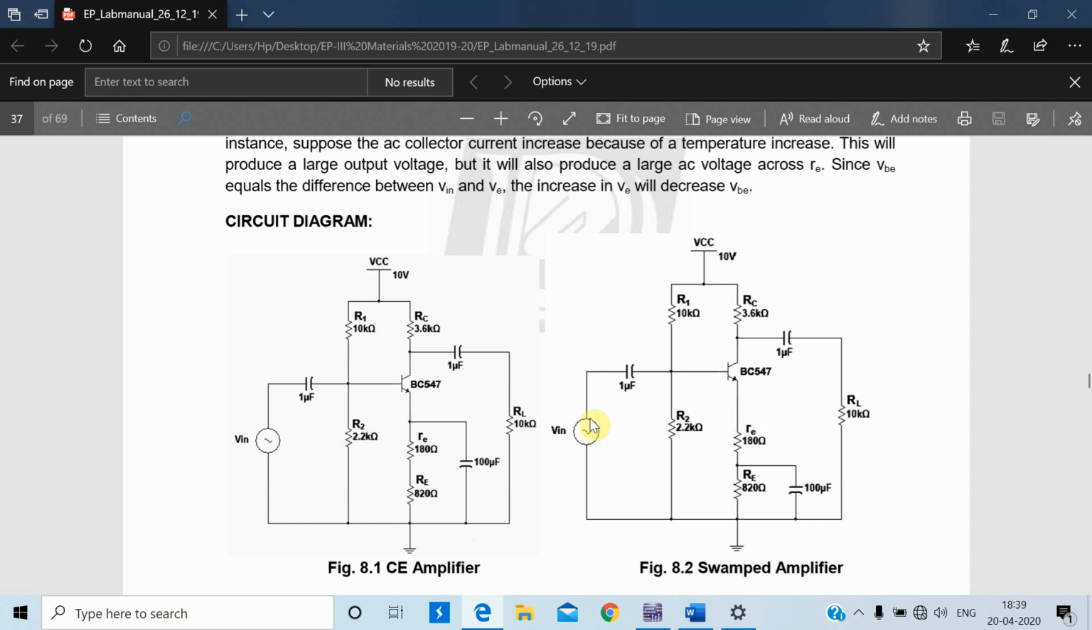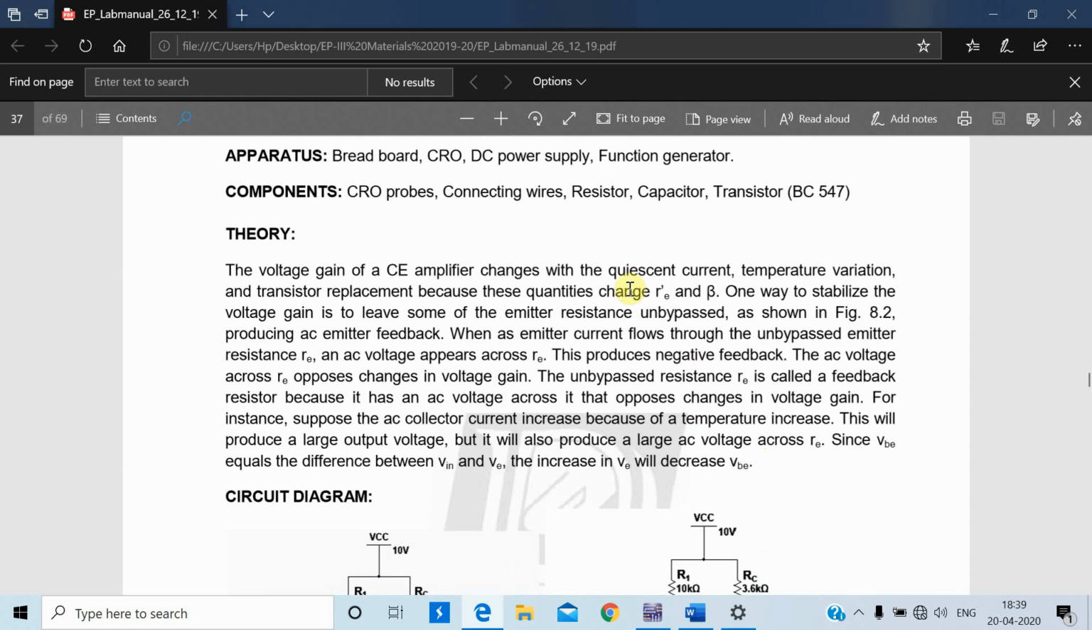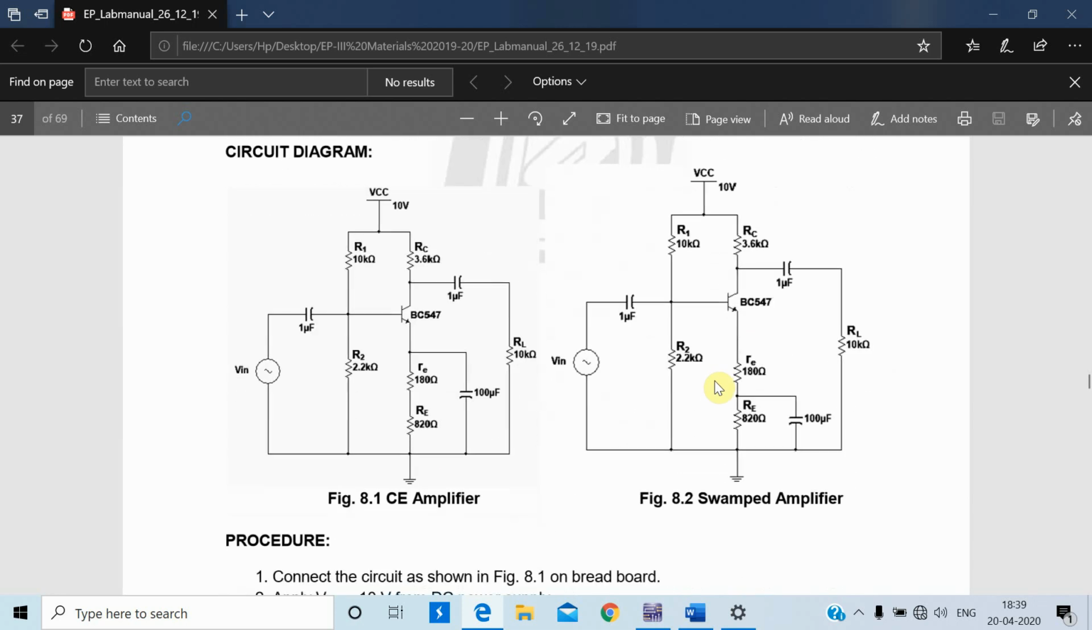So when we provide some AC input, the capital RE as shown in the figure is bypassed by this bypass capacitance, but this small emitter resistance is still unbypassed, so some voltage will drop across it, and it provides negative feedback to balance the Q point against variation in temperature and different parameters.